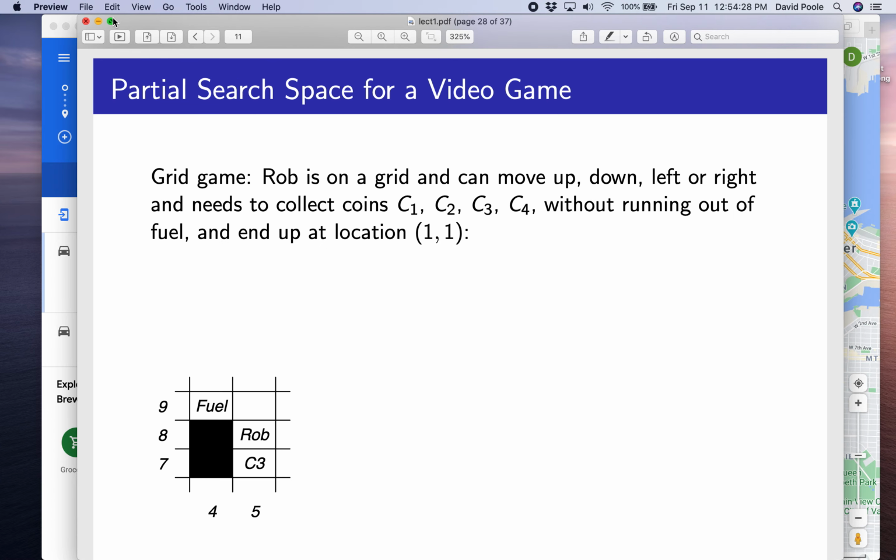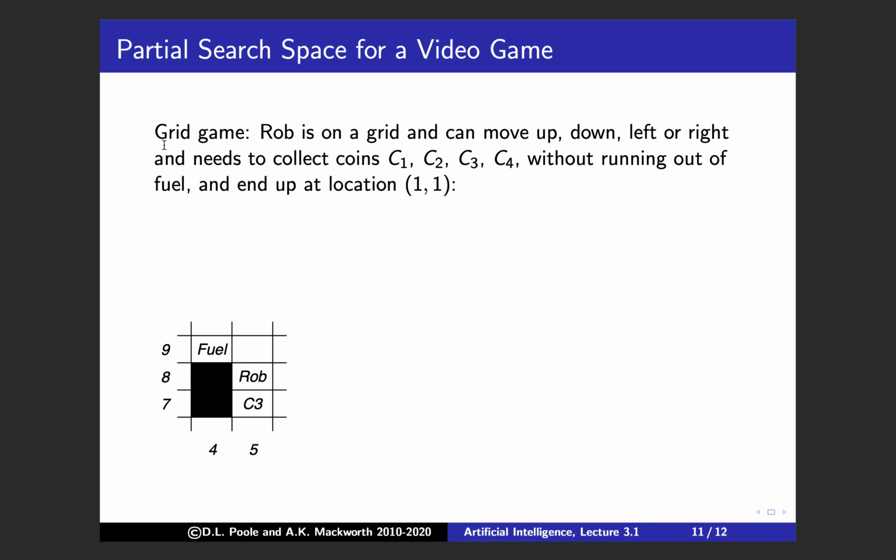So here's another example. Suppose we have a video game, and this robot Rob is on a grid, so it can go up, down, left, right, and needs to collect some coins, C1, C2, C3, C4. It has to do this without running out of fuel, and it's got to end up in location 1, 1. So in this example here, Rob is at location 5, 8. If Rob visits this location C3 at position 5, 7, it collects coin C3. And that's what that means. If Rob ends up at this location 4, 9 where there's a fuel, it can refill. And every time it steps, it reduces the amount of fuel it has. So there's a typical example here.